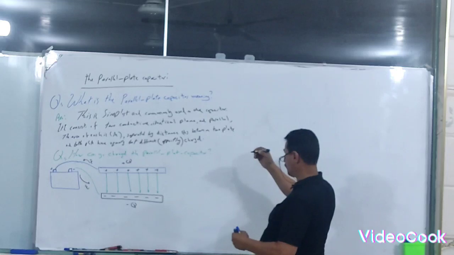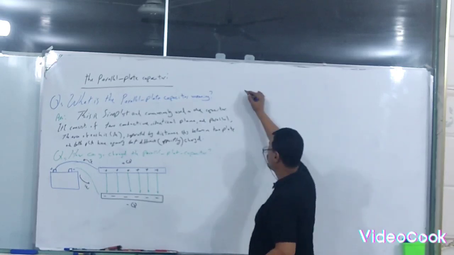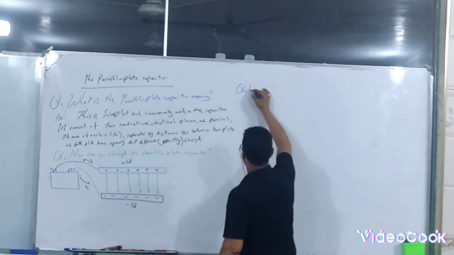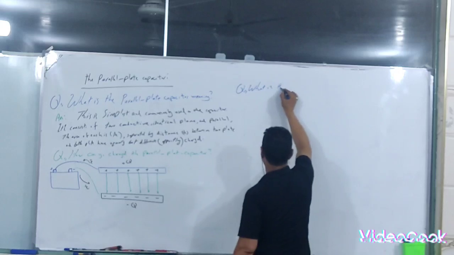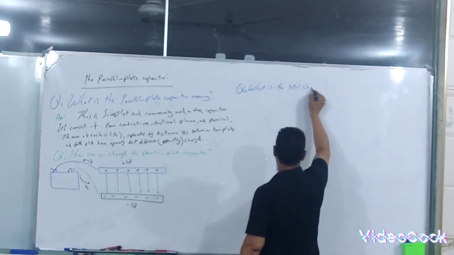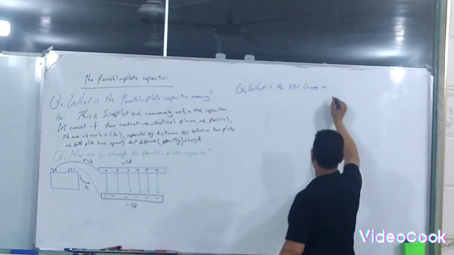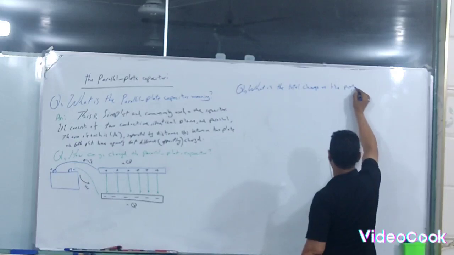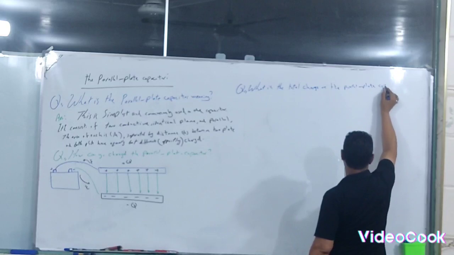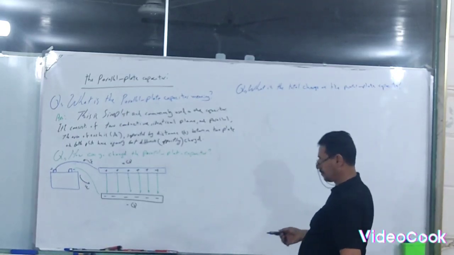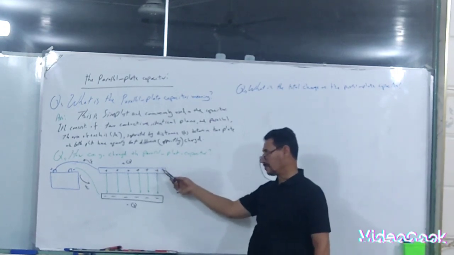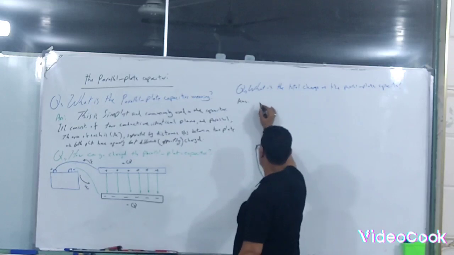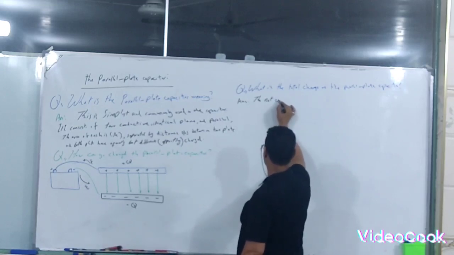Now we can ask you, from the figure, what's the net total charge on the two plates of the parallel plate capacitor? We can answer this question from the figure. One plate has positive charge, and the other plate has a negative charge. The total charge equals 0 because both plates have equal and opposite charges.